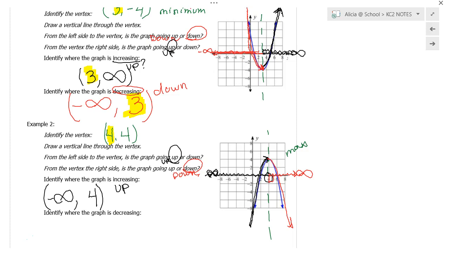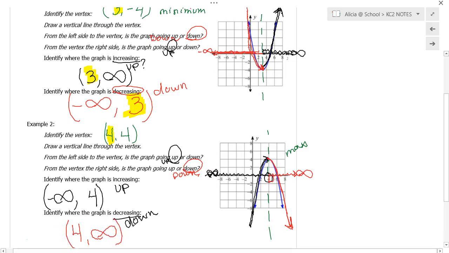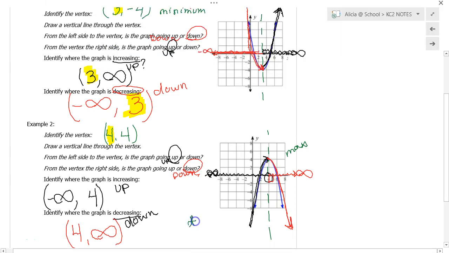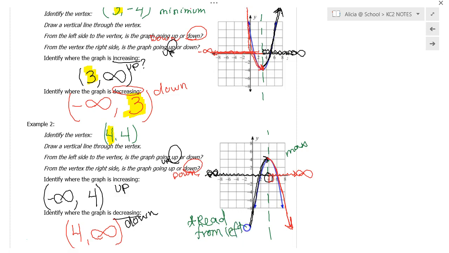Identify where the graph is decreasing. So this is where it is going down. Going down from our vertex all the way to positive values of x. So same vertex point, but now I'm going all the way to positive values for x. So remember, something you can write here at the side: reread from left to right. Always start at the left side of the graph and work your way to the right, and then you can identify where it's increasing and decreasing.